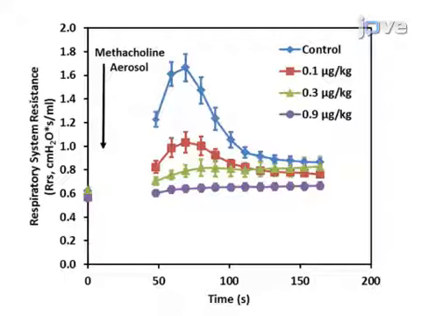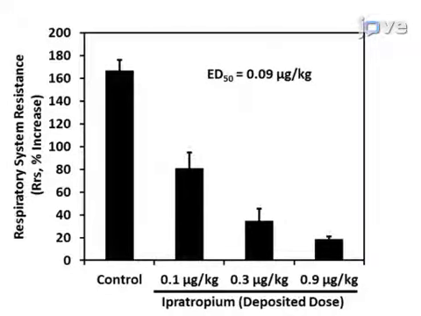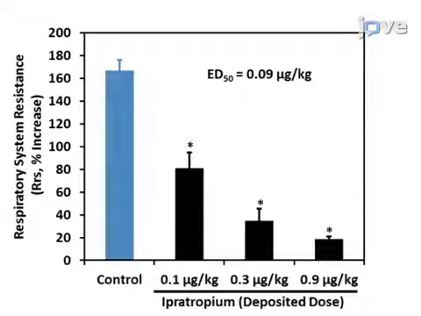Nebulized methacholine treatment induced bronchoconstriction in the mice within seconds of administration. Pre-treatment with inhaled ipratropium, however, inhibited the nebulized methacholine-induced bronchoconstriction in a dose-dependent manner. The respiratory system resistance of the control group, however, demonstrated a nearly 170% increase in respiratory system resistance, peaking 70 seconds after the methacholine aerosol administration.